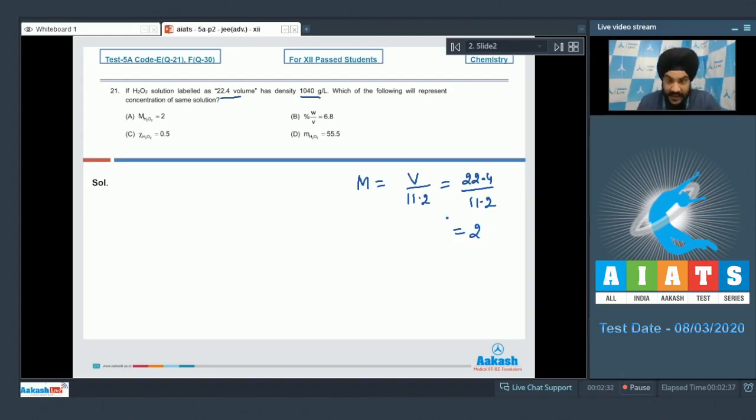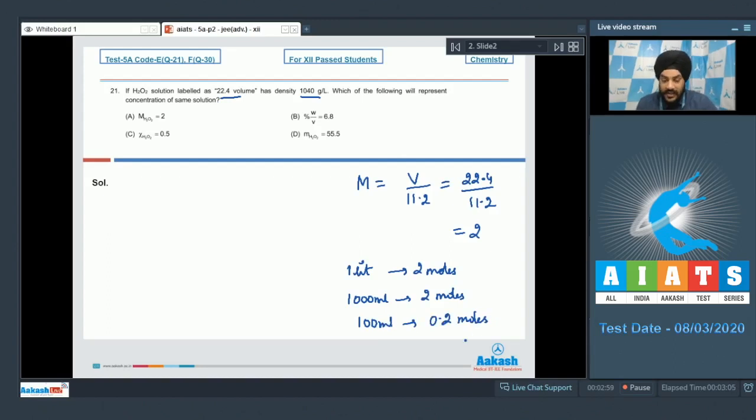Now if we talk about the percentage weight by volume, so molarity equal to 2, it means that 1 liter contains 2 moles. But when we have to talk about the percentage weight by volume, we have to deal in terms of the 100 ml of solution. So it means that 1000 ml, it contains 2 moles. It means 100 ml, it will contain 0.2 moles.